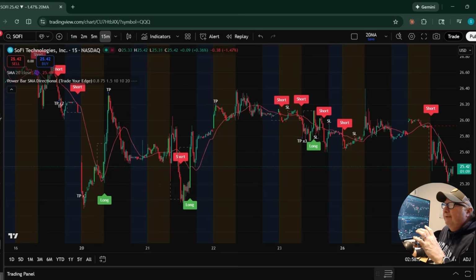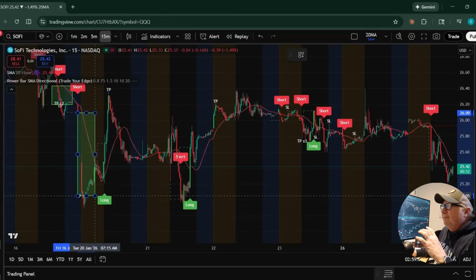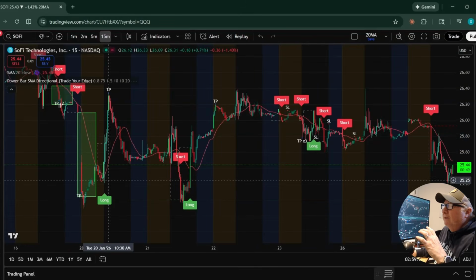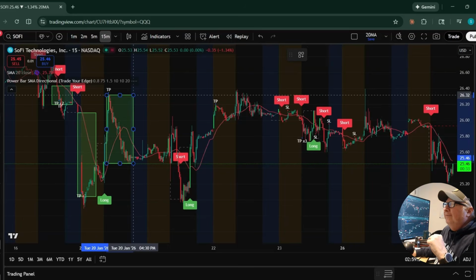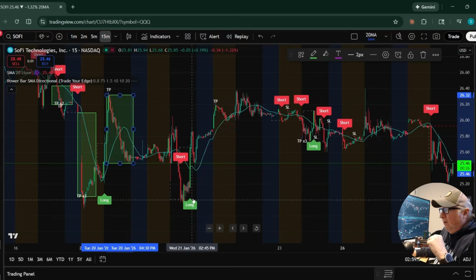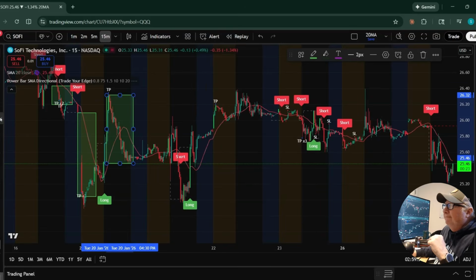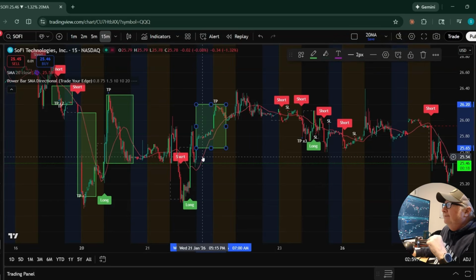Look at these take profit sizes. Here is a short. That's the take profit size. Here is a short that fires here toward the end of the day. That's the take profit size. Here's a long that fires at the beginning of the day. That's the take profit size. Another short, take profit. Another long, take profit. And this, again, is what that looks like. That's the size of the take profit.